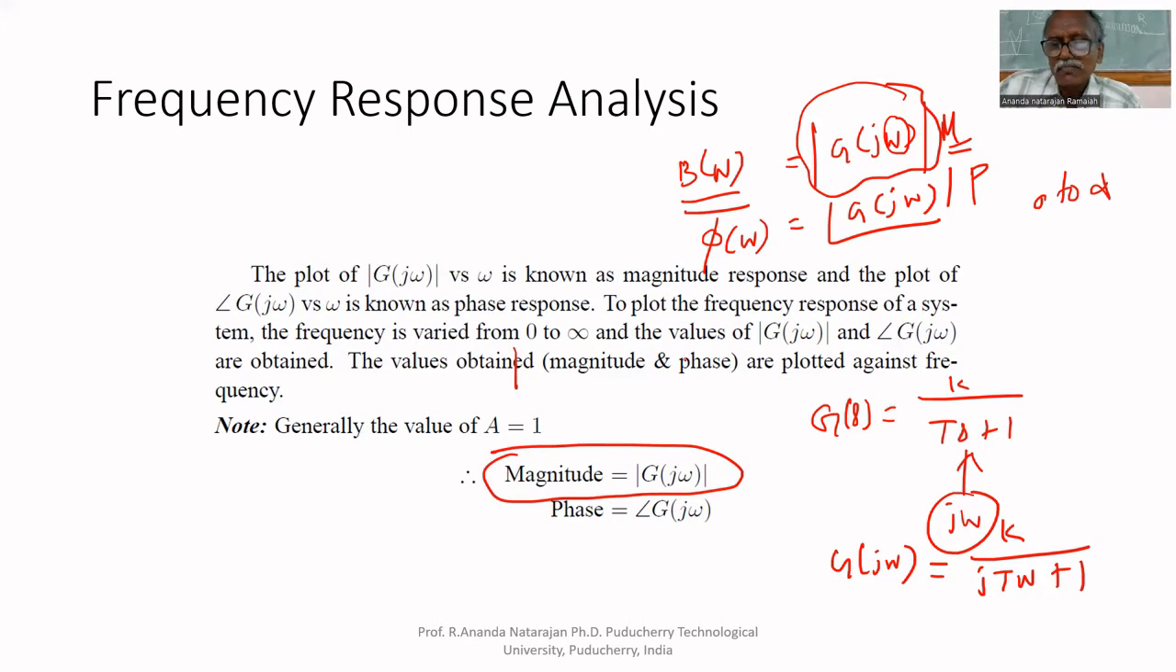J tau omega or j omega tau, like that you can write, or you can write K upon j omega tau plus 1. This is called the frequency transfer function. If you vary omega, that is frequency, from 0 to infinity, you will get magnitude plot as well as phase plot. How to draw this phase plot and magnitude plot without conducting experiment?